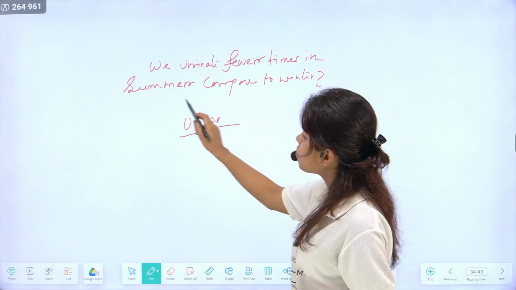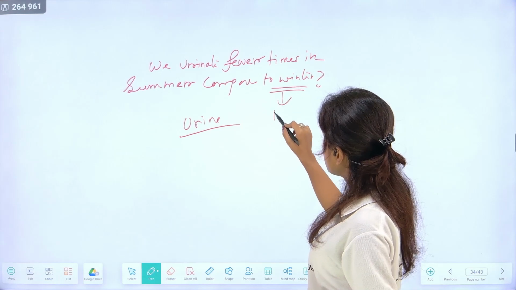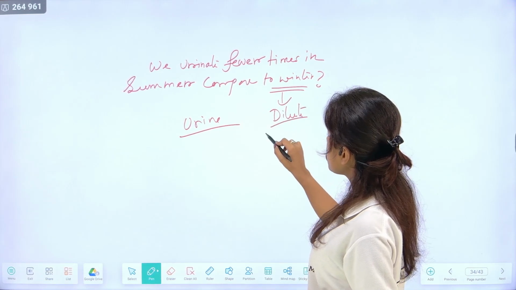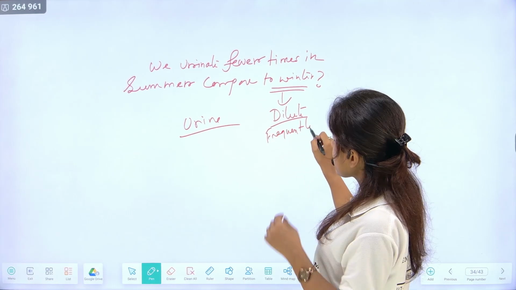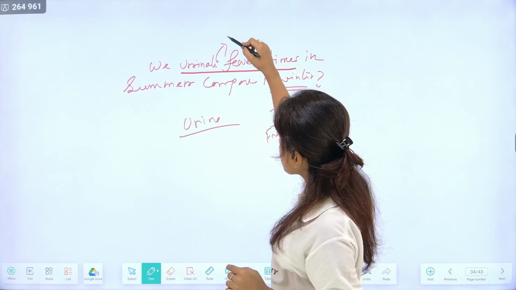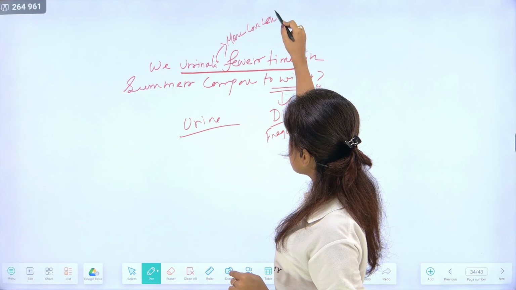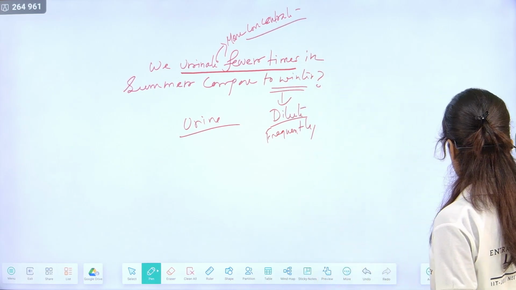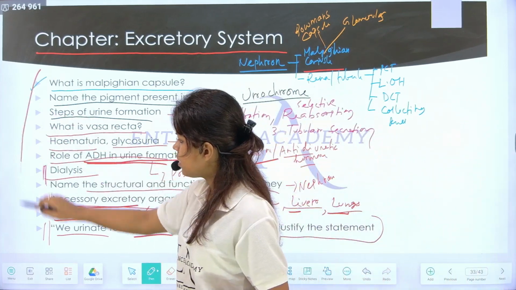So in winter, the urine is much more dilute and we urinate frequently. But in summer, we urinate fewer times and the urine is more concentrated. So it was the last question from this chapter, the excretory system.